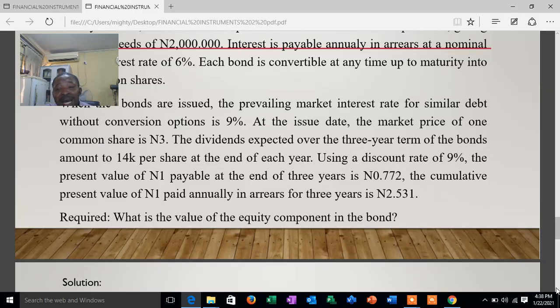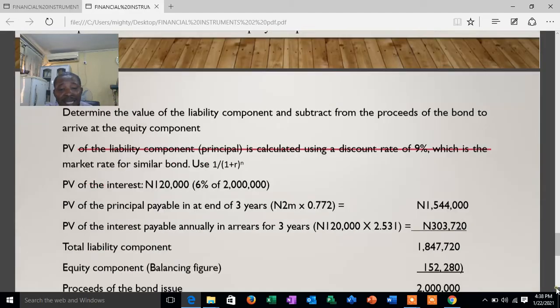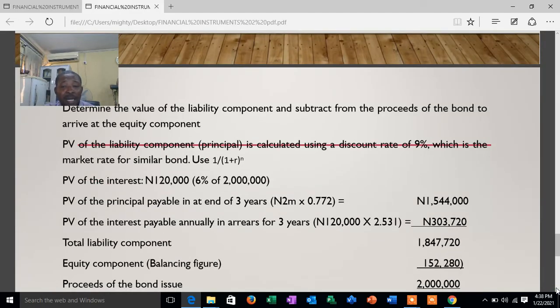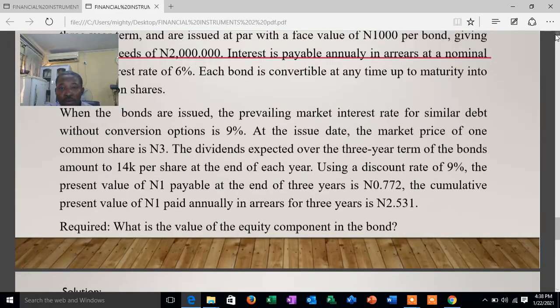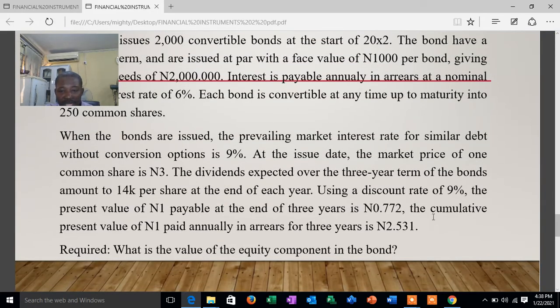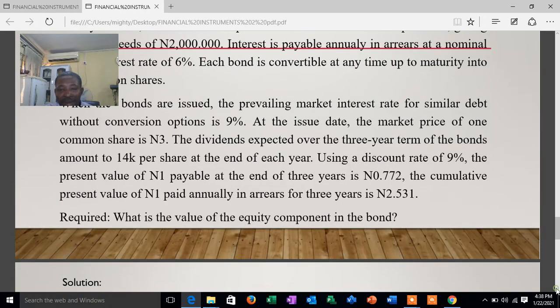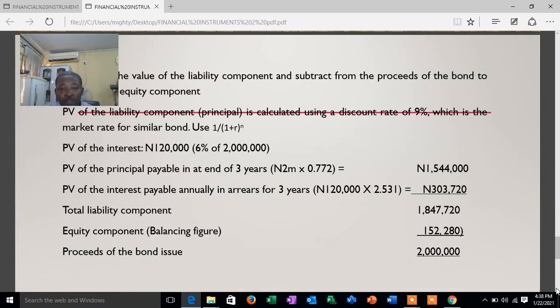0.772. So that means the 2 million that will be paid at the end of 3 years, the value of it as at now, the present value of that amount, is 1,544,000. So you multiply the proceeds, 2 million, by that present value rate at the end of 3 years, 0.772. So you have that as the present value of your principal.